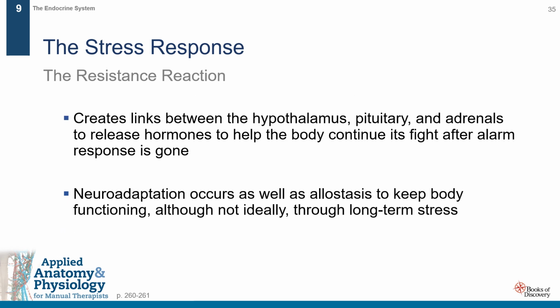Now let's consider the resistance reaction aspect of the stress response. The resistance reaction creates links between the hypothalamus, pituitary, and adrenals to release hormones to help the body continue its fight after the alarm response is gone. Neuroadaptation occurs as well as allostasis to keep the body functioning through long-term stress, although this is not ideal.